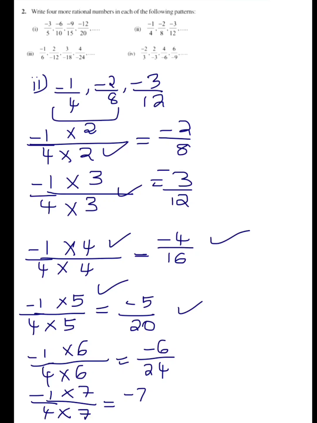So minus 7 by 28. Okay. So you have found the next 4 rational numbers, which are minus 4 by 16, minus 5 by 20, minus 6 by 24 and minus 7 by 28. Okay. Now let's see the third question.